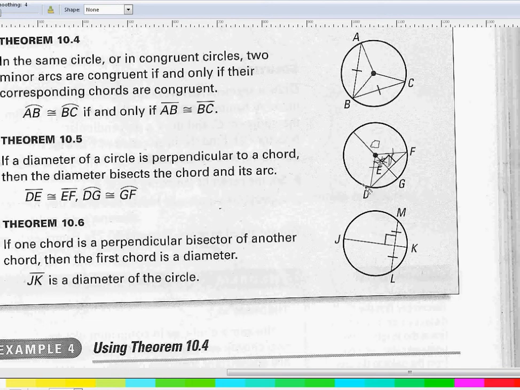We also needed to prove that DE is equal to EF. And since we have the fact that these are two congruent triangles, we therefore know that the corresponding sides are congruent. So DE is congruent to EF.